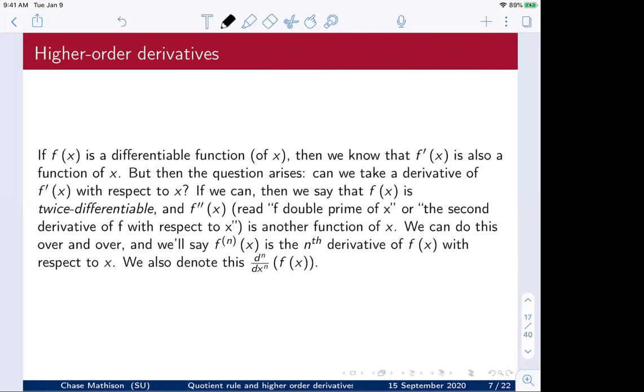So the nth derivative, if you're taking n derivatives, you can either write it as this, I'll highlight it. That's the nth derivative. You could also write it like this, the nth derivative of f with respect to x. Either way, it means just take the derivative n times, where n is a positive integer.